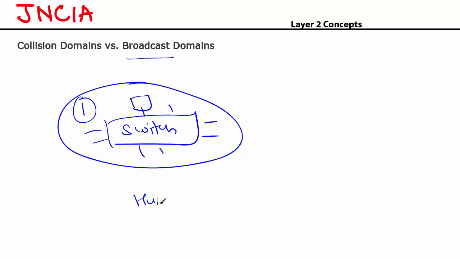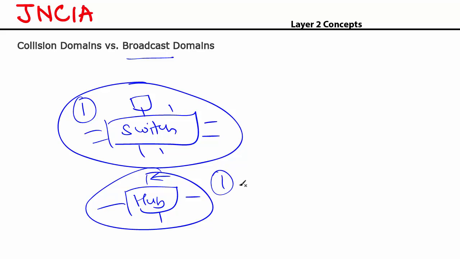The same applies to a hub as well. Let's say it's a 4-port hub. If a device sends a broadcast, it's going to reach everybody on that hub. So it's one broadcast domain.